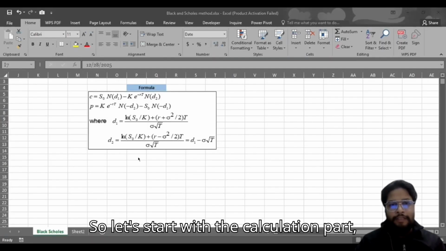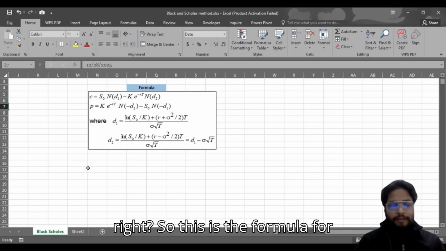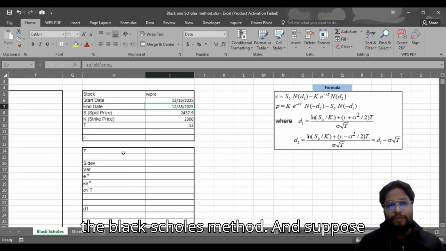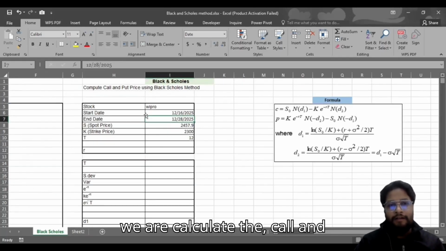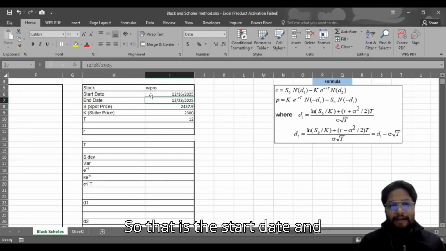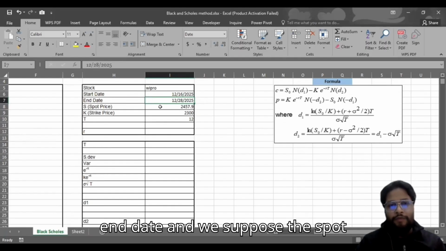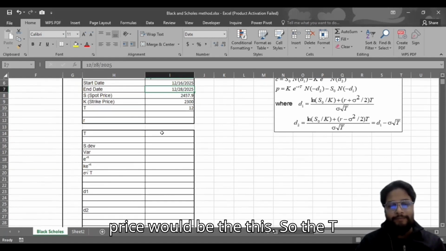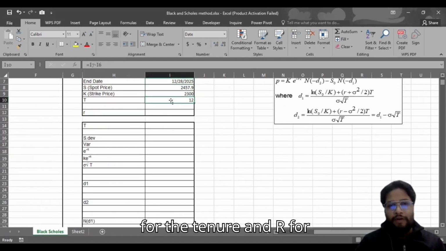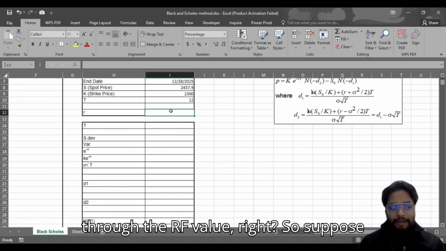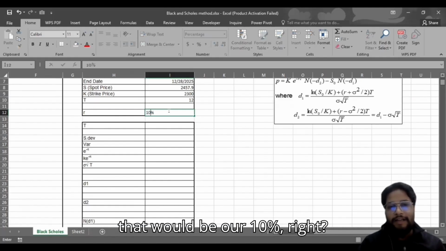So let's start with the calculation part. This is the formula for the Black-Scholes method. Suppose we calculate the call and put price for Wipro shares. So that is the start date and end date, and we suppose the spot price and strike price would be these. T is for the tenure and R is for the risk-free rate, the RF value. Suppose that would be 10%.